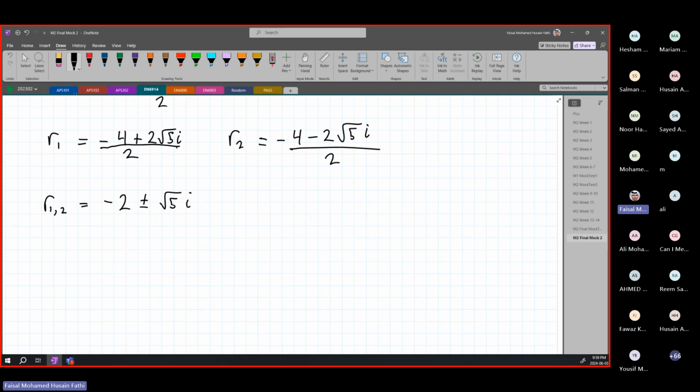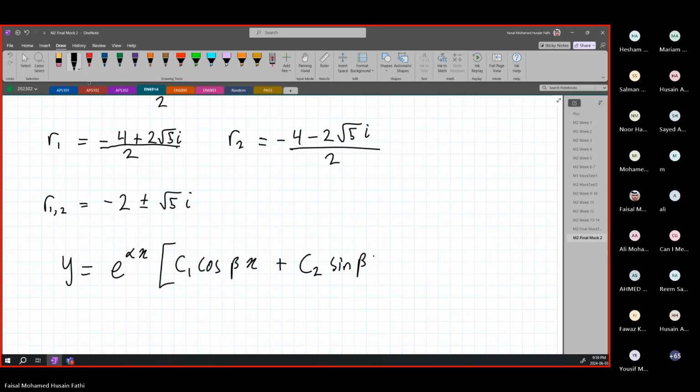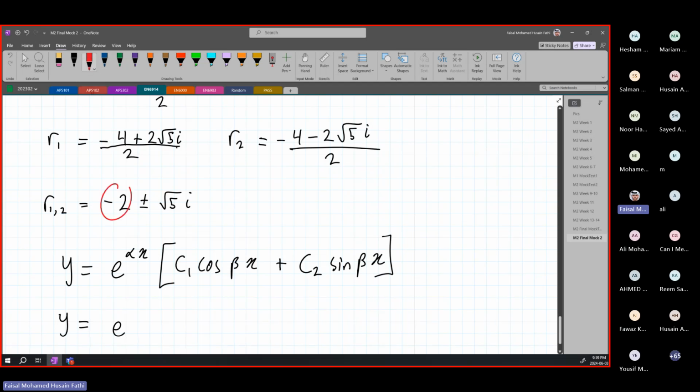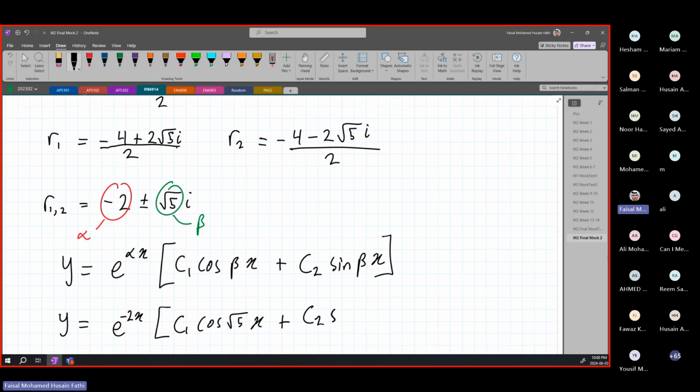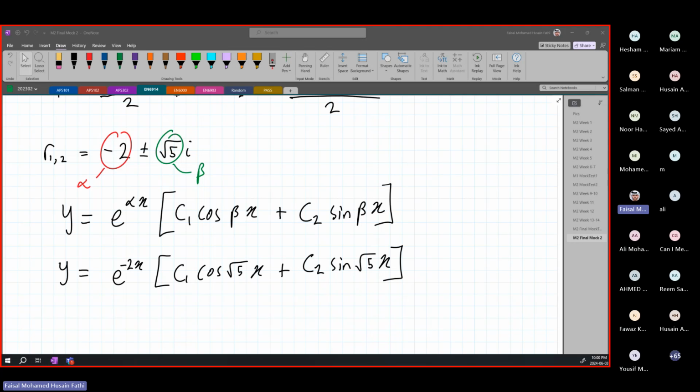And that's it. What's my general solution? The general solution for y is going to be e to the power of alpha x times C1 cosine beta x plus C2 sine beta x. And now we plug in our values. Remember this is our alpha, and this is our beta. All right, so it is e^(-2x) into C1 cosine, what is our beta? Square root 5 x plus C2 sine square root 5 x. And that is your general solution, and you're done with this entire question. All right.